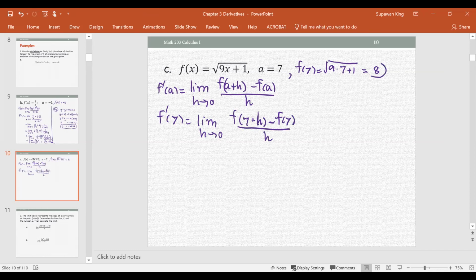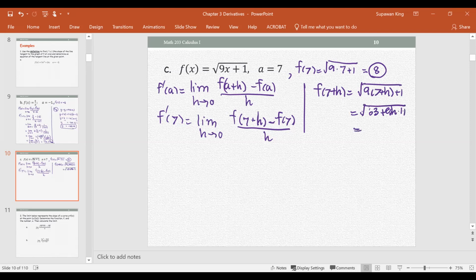We already found f of 7 equals 8. Let's set that on the side. The f of 7 plus h is the square root of 9 times 7 plus h, plus 1, or the square root of 63 plus 9h plus 1, which is the square root of 64 plus 9 times h.